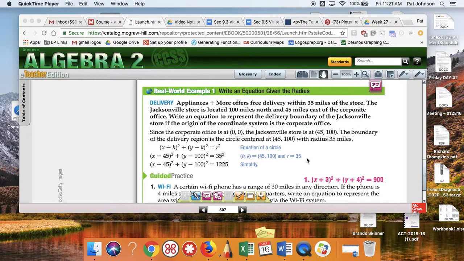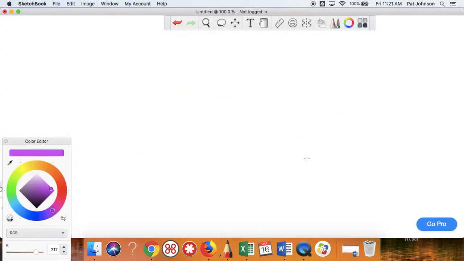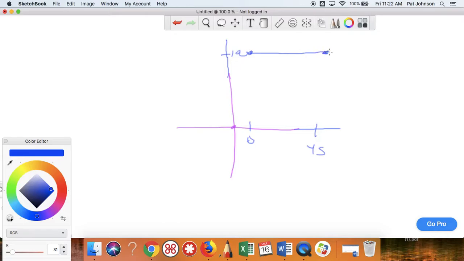So if we think about the picture and the drawing, our corporate office is here. Jacksonville is over here at 45, 100. It delivers within 35 miles, so that's going to be a radius of 35. So here, and then 70, 80.